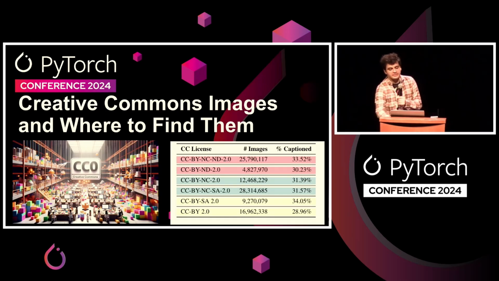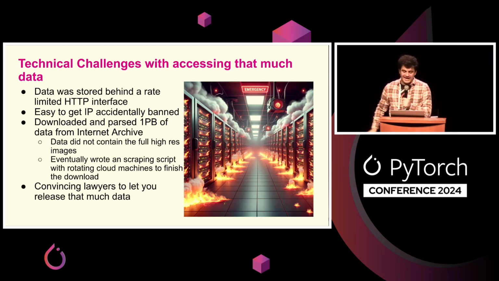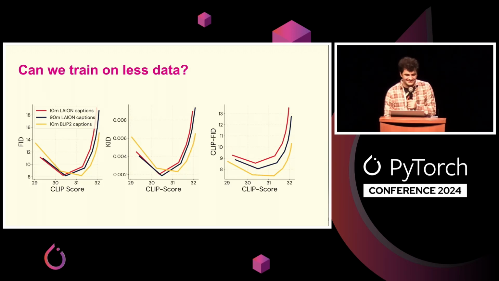And so let's look at Creative Commons images and where to find them. There are a lot of fun technical challenges here: getting rate limited, getting IP banned, and actually downloading and storing petabytes of data, getting them either from the website itself or the Internet Archive. And finally, the funnest one: convincing lawyers to let you release as much data as possible and finding a place to host it.